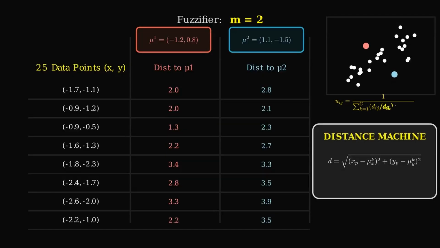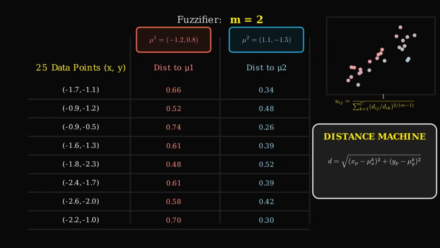Now the logic diverges. The machine applies the fuzzy normalization formula, converting distances into soft membership grades. The points are colored by blending.